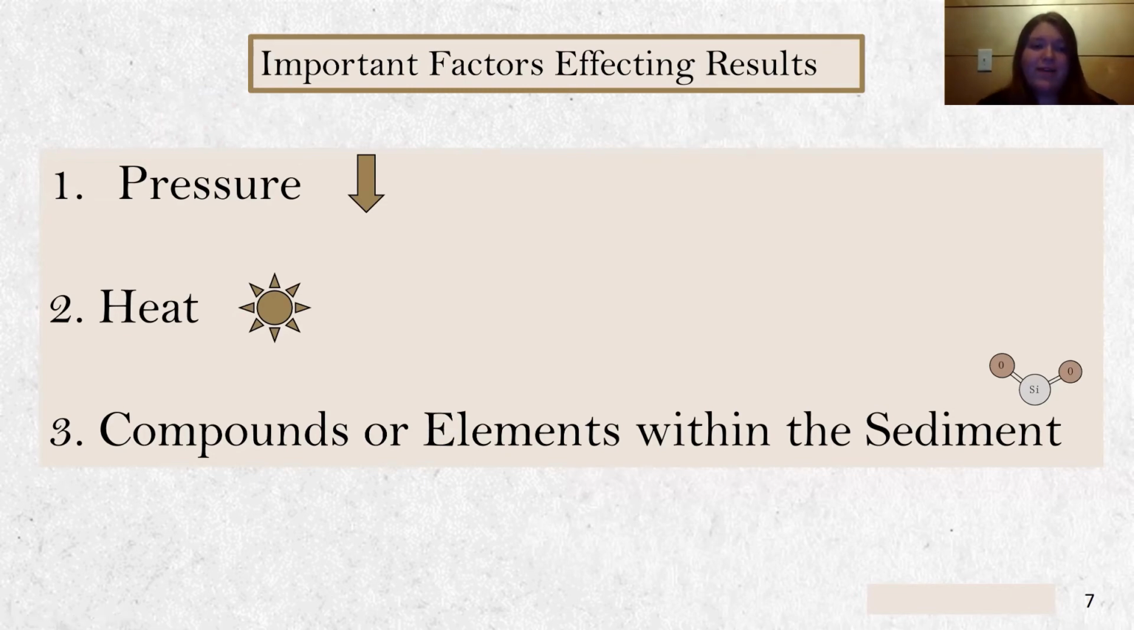There are also other important factors which affect the results of fossilization or whether or not it occurs at all. One of these is pressure, heat, and the compounds or elements within the sediment. Pressure is going to be the amount of force that is pushed down onto the organic matter, while heat is the temperature. This can either be from it being buried or from volcanic activity. And then, of course, without the elements and compounds to make an exchange, that exchange might not occur.